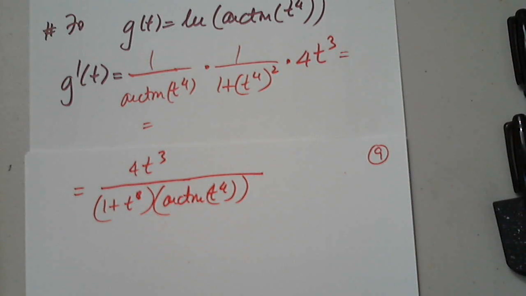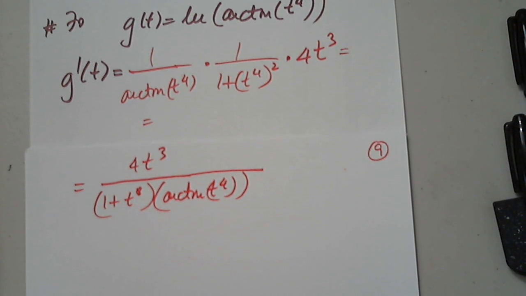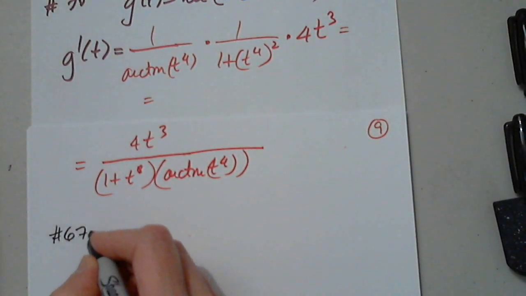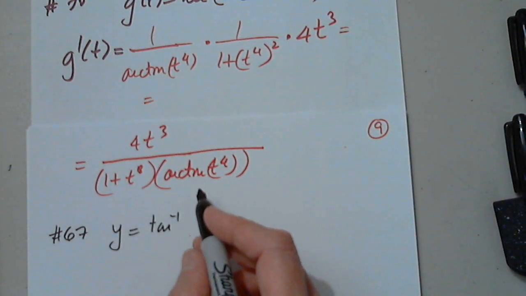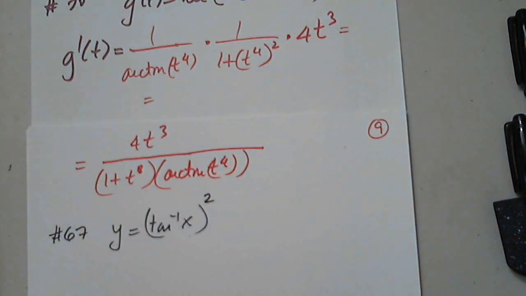What about 67? Is 67 okay, or you want to pick something else? Just do it. Okay, 67. We have y equals tangent inverse of x everything squared. So please remember, when you see tangent inverse, I don't want you to say, oh, I bring negative 1 down and subtract 1 from the power. Please be careful. Tangent inverse is a function. It doesn't have a power. Now it does. It has power too.